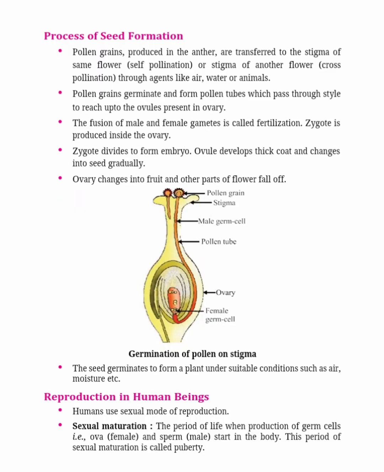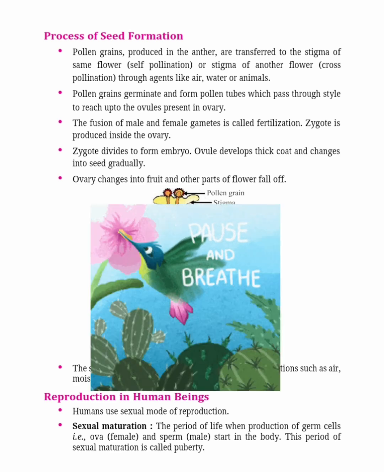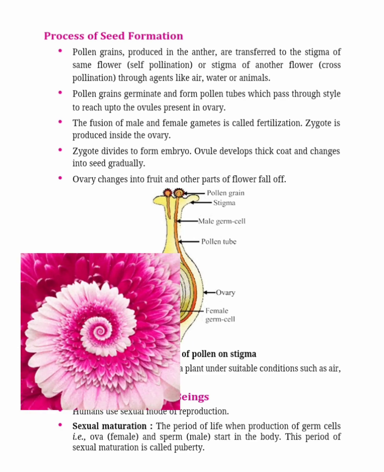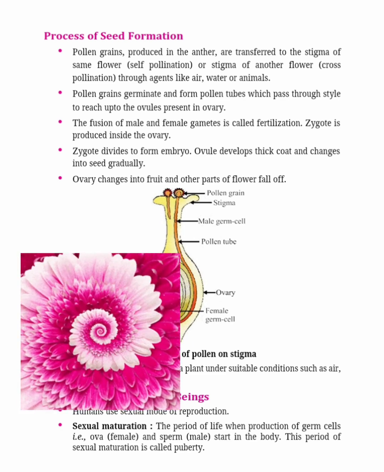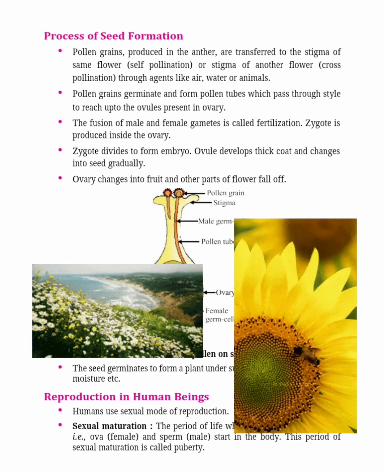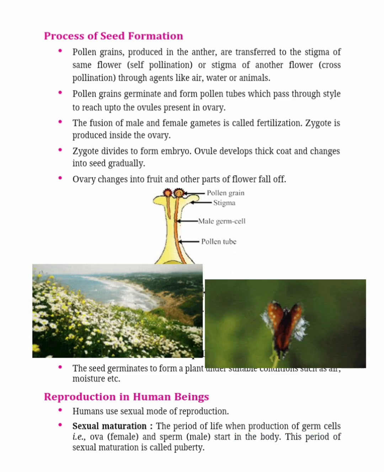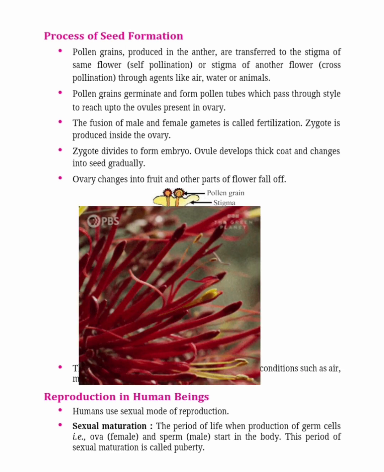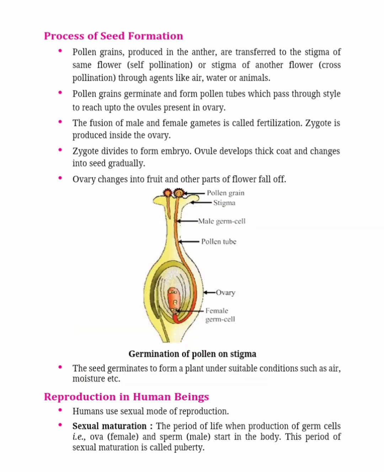Now let us study the next topic, the process of seed formation. Pollen grains produced in the anther are transferred to the stigma of the same flower, that is called self-pollination, or to the stigma of another flower, that is called cross-pollination, through agents like air, water, animals or insects. So pollination is the transfer of pollen grains from anther to stigma.